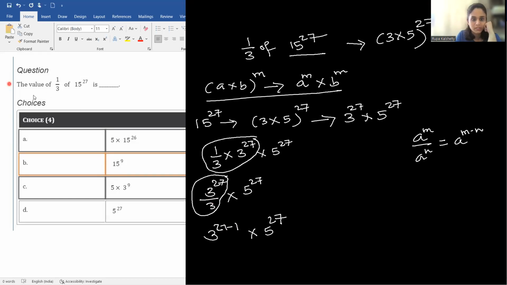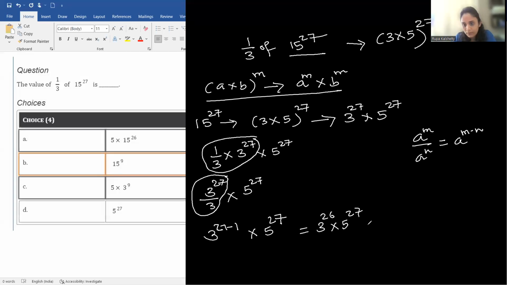So this can be further written as 3 to the power of 26 times 5 to the power of 27. This is what we got after solving. But is any of the options matching this? None of them. See, option D has 5 to the power of 27 but not this part. This has 3 to the power of 9, but ours is 26, and this is not matching at all. Let's see if we can rewrite this part as option A.